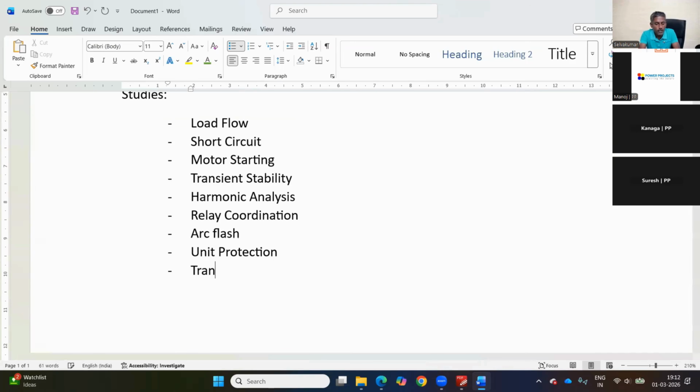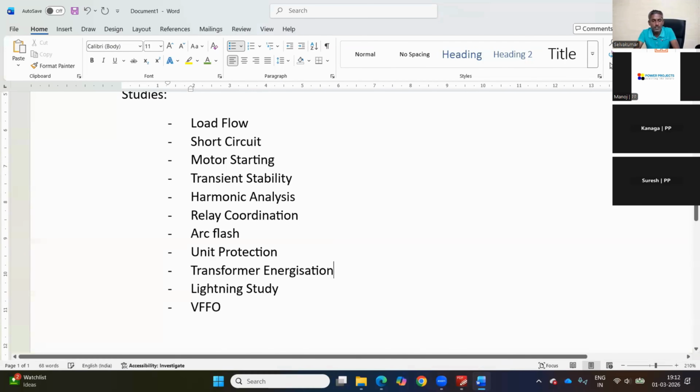At 110 kV, you may need to do a transformer energization study, which comes under EMT. And since it's an overhead line, you may need to do a lightning study. If it is a gas insulated substation, then you have to do very fast front overvoltage, VFFO, as well.